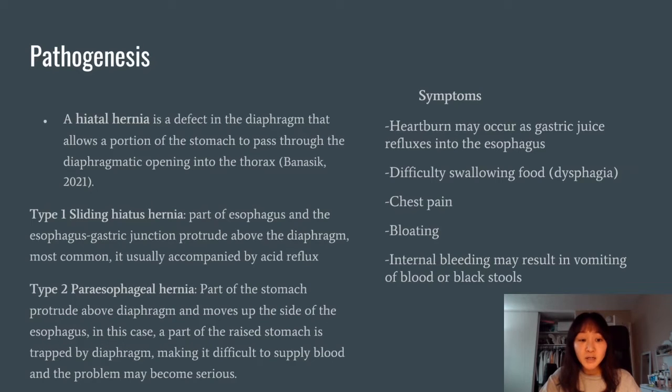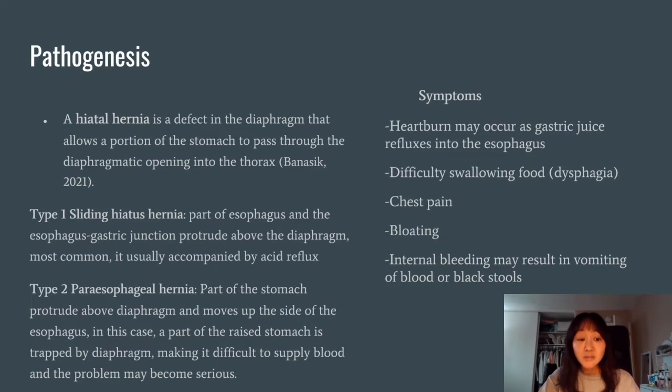Type 2 is a paraesophageal hernia. In this case, only part of the stomach, not the esophagus, protrudes above the diaphragm and moves up to the side of the esophagus. In this case, the raised part of the stomach is trapped by the diaphragm, making it difficult to supply blood, and the problem may become serious.